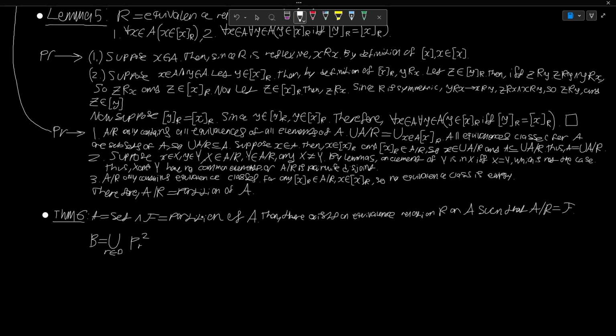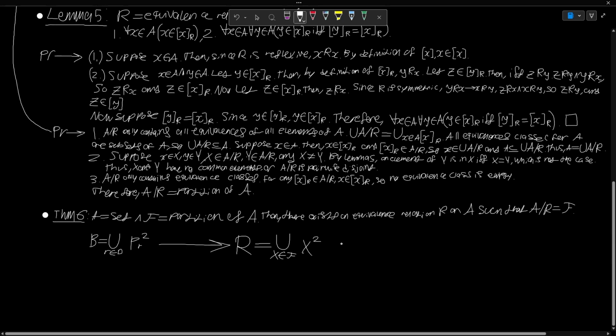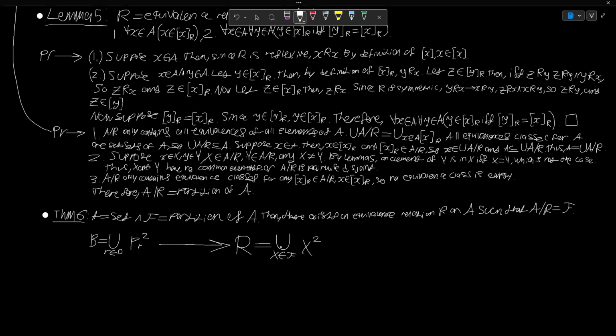So for example, in the same birthday example, we did that by rewriting B as the union for R and D of PR squared, and that suggests how we should define R, which would be the union for X in F of X squared. Now again, this would be a relation that pairs two elements of A based on if they're in the same set in the partition F, which is basically just what an equivalence relation does.